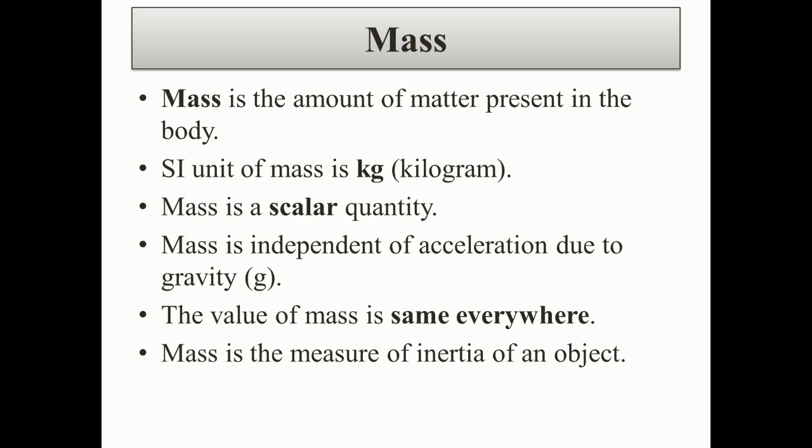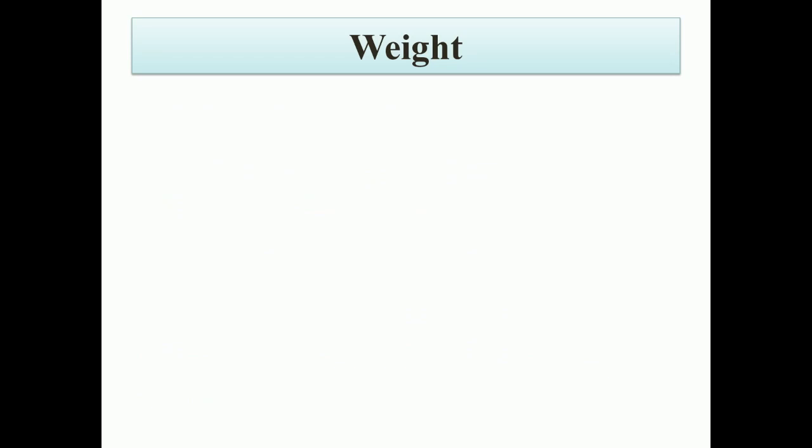So you can say that a ball has less inertia and a wall has more inertia. So mass is the measure of inertia. If the inertia is higher, you can say that the mass of that object is also higher, because if the mass is higher, you cannot move that object alone. Now the next thing we are going to study is weight.